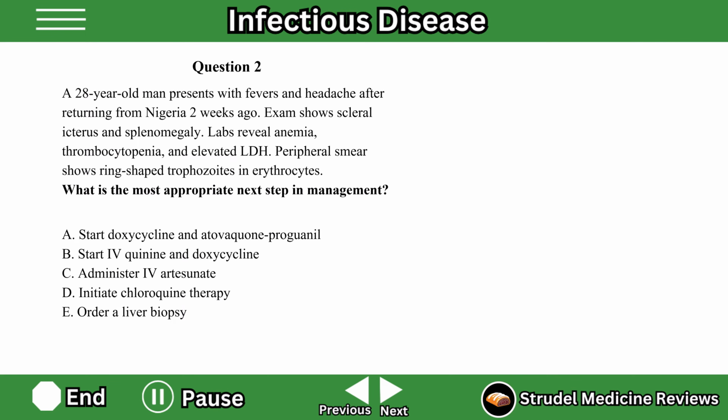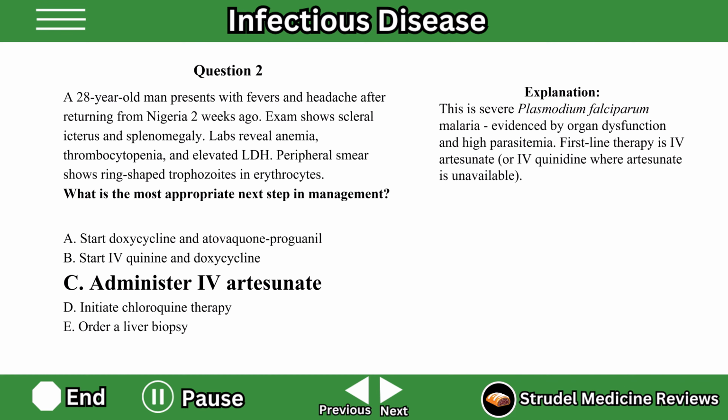Is it A, start doxycycline and atovaquone, B, start IV quinine and doxycycline, C, administer IV artesunate, D, initiate chloroquine therapy, or E, order a liver biopsy? So here you should be thinking about C, which is administer IV artesunate.